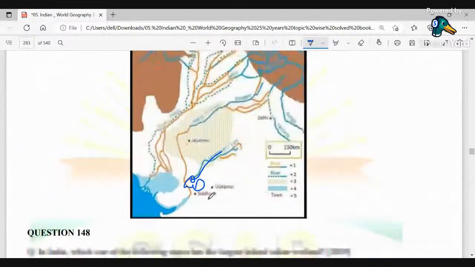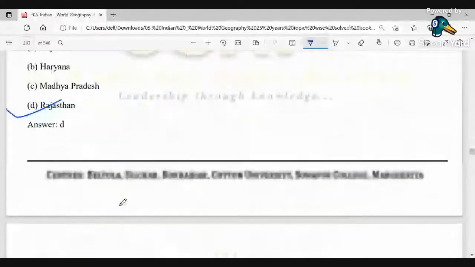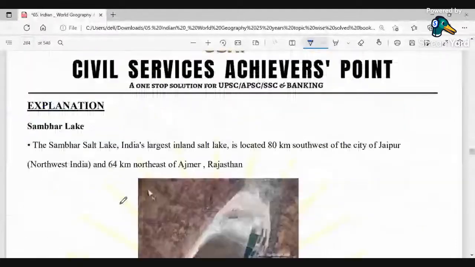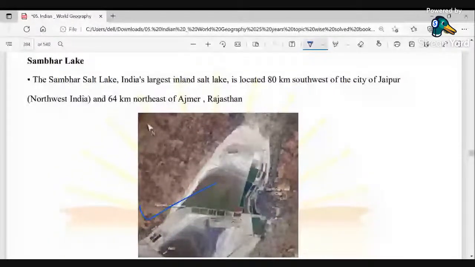In which one of the following states is the largest inland saline wetland? So it's obviously Rajasthan. That is, we all know about this one. That is the Sambhar Salt Lake. So it's the largest inland wetland that we can see in our country, basically in Rajasthan. Okay.